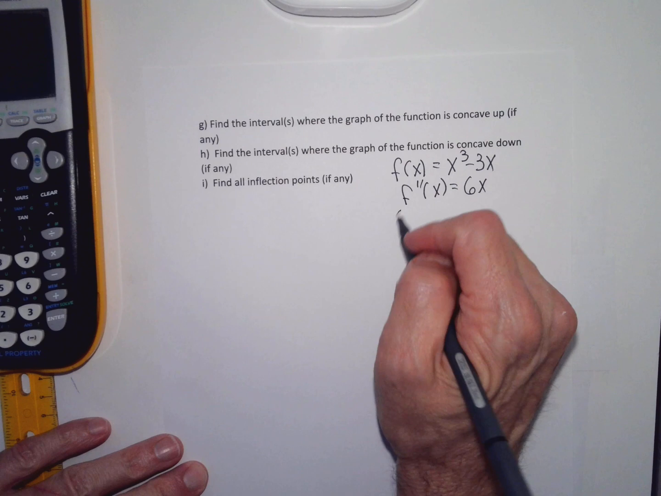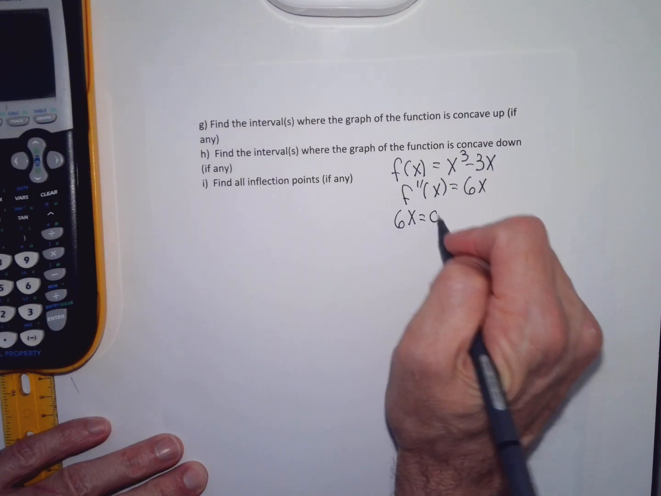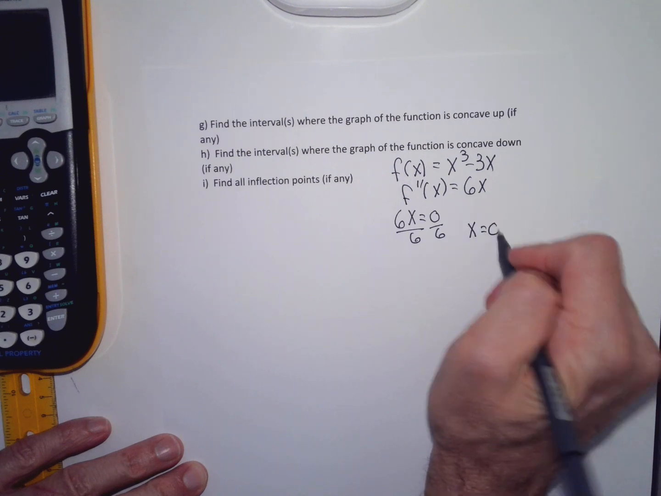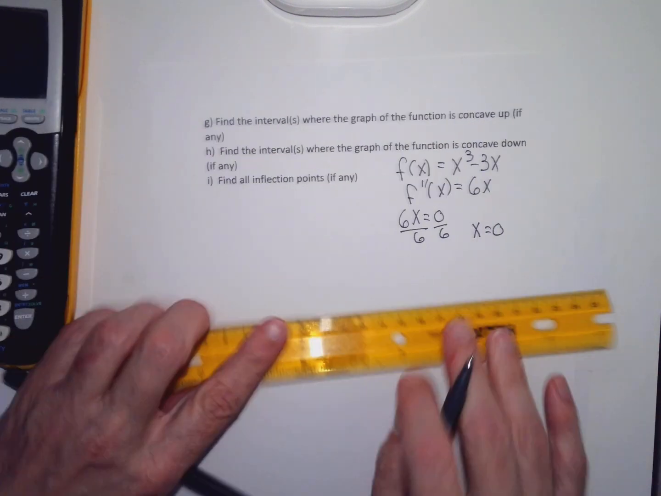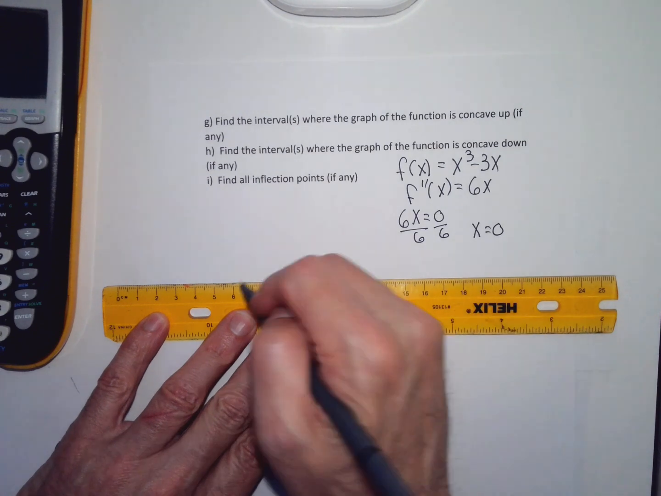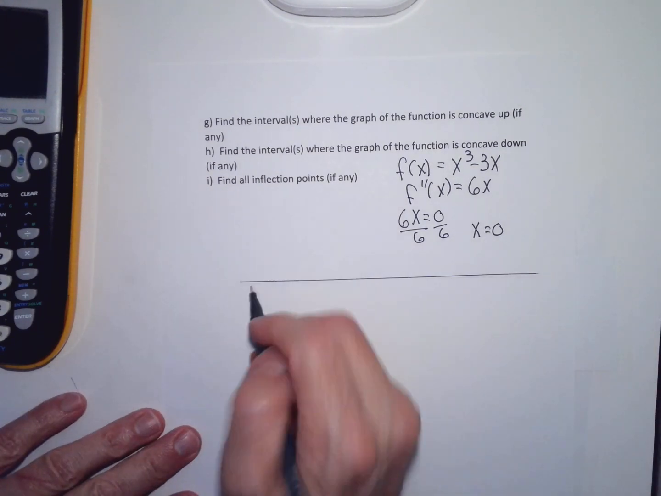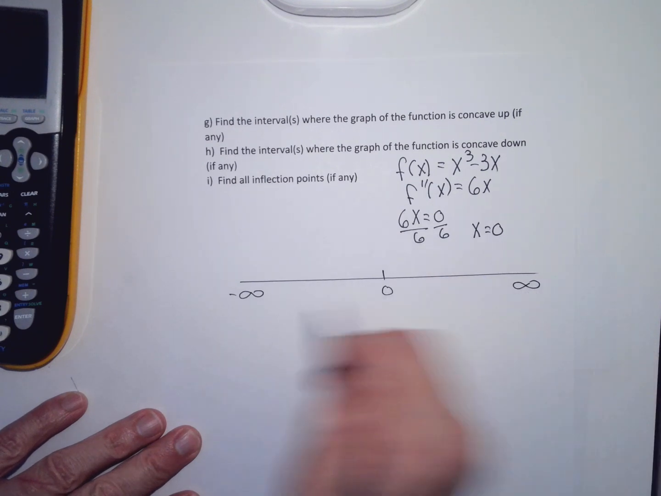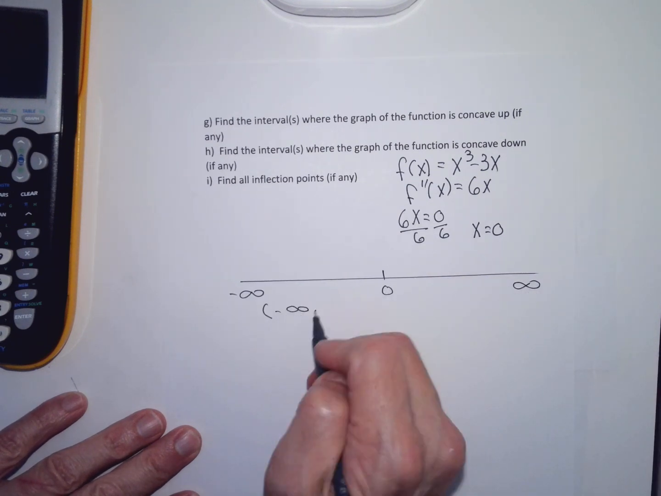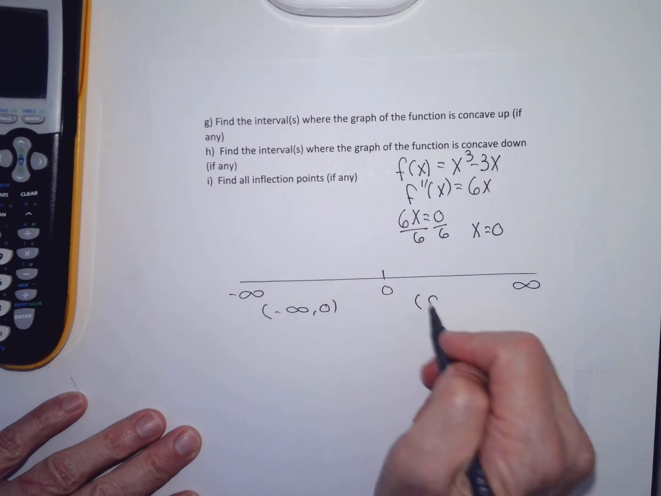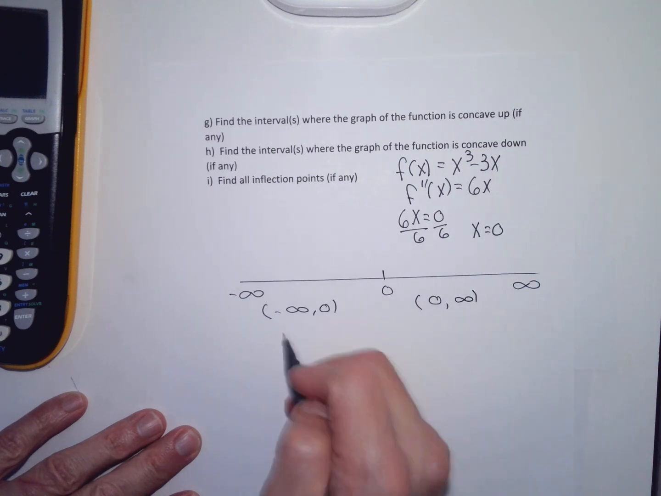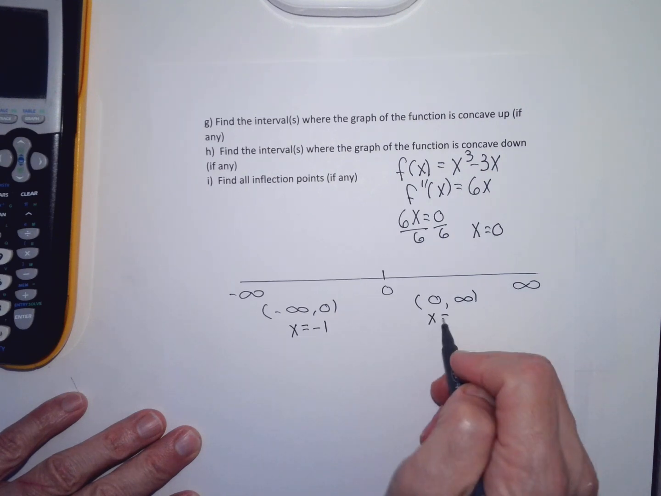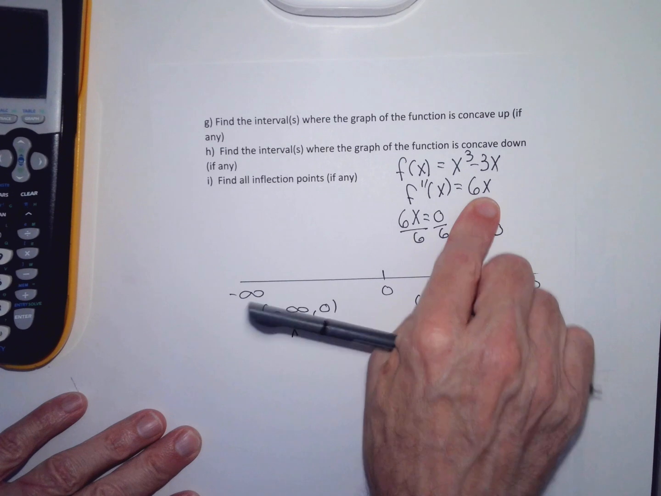So I'm going to set that derivative equal to 0. Divide by 6, divide by 6. Get a critical number of 0. So on my number line, I'm going to put infinities and 0. Real easy testing. I won't need my calculator for this. Create the interval from negative infinity to 0, the interval from 0 to infinity. In this first interval, I'm going to check negative 1. In the second interval, I'm going to check positive 1.